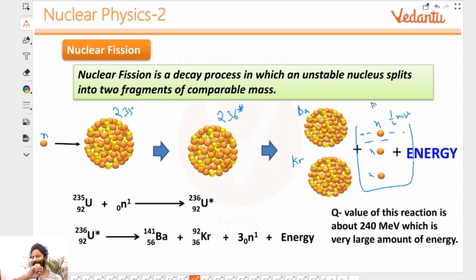Okay. So now these neutrons are going to collide with water molecules. Water molecules get the energy and start vibrating more. That means the temperature of water has increased. The water will become steam, and that steam can run the turbine.